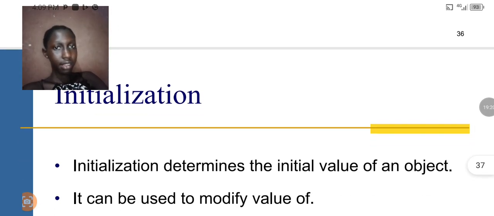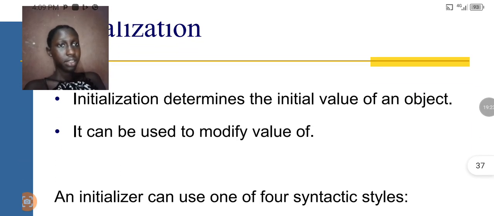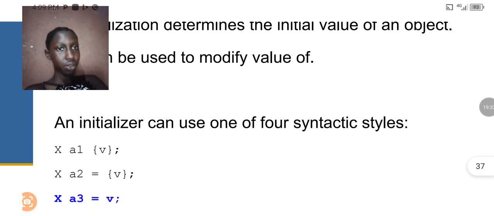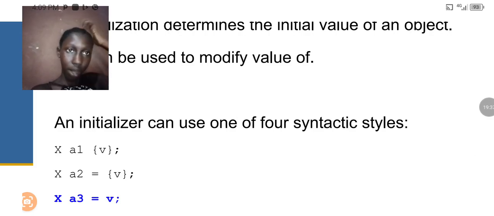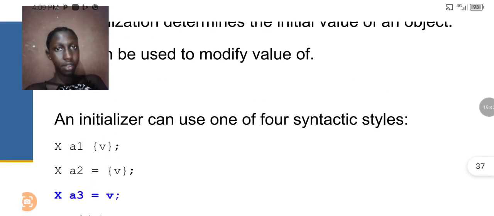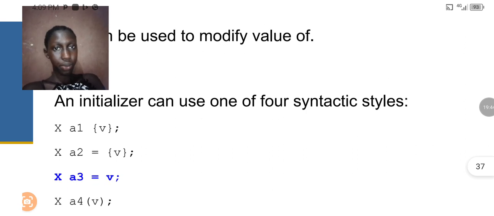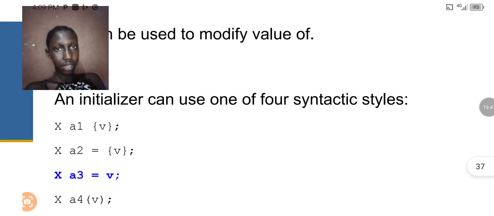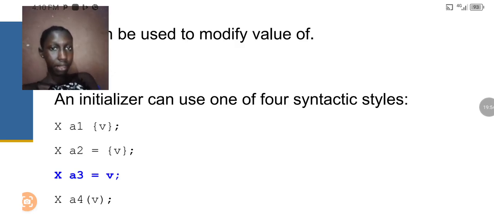Now, initialization. Initialization determines the initial value of an object. It can be used to modify the value. Initialization can use one of four syntactic styles. This is one, the first style we can use to initialize a variable. The second, the third, the fourth, but we are going to be dealing with the third.